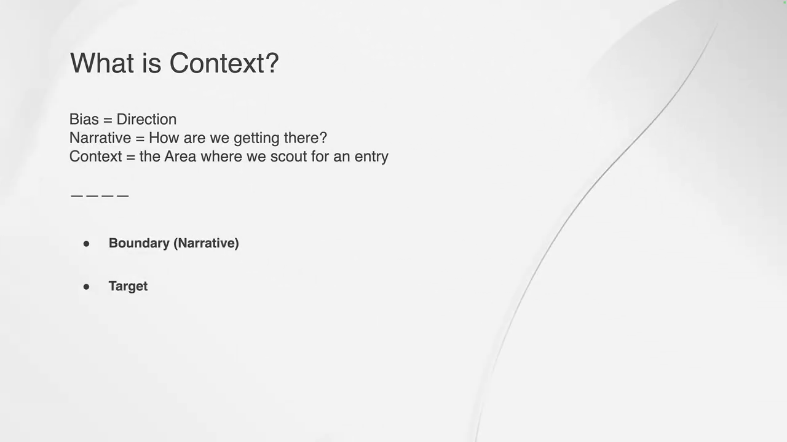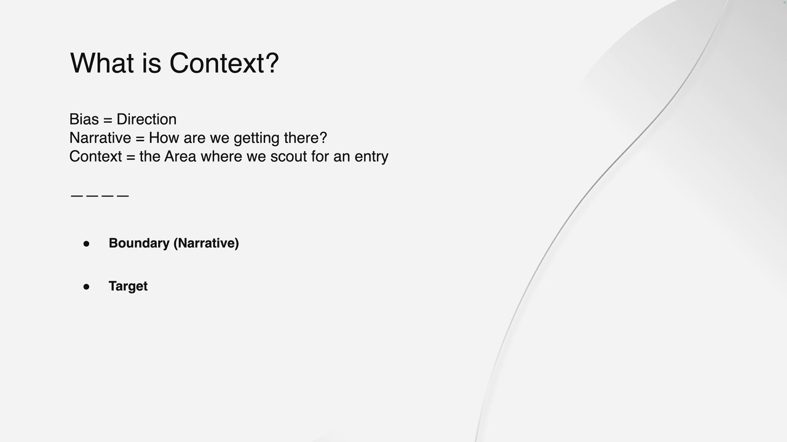First things first, what is actually context? First, we have bias, and bias creates that direction, because bias is understanding that drawn liquidity. Which PD array are we actually aiming for? Knowing which PD array we are aiming for creates the bias, the direction. Then we have the narrative: how are we getting there? If the bias is bullish, how are we getting towards that premium array that we are looking to target?